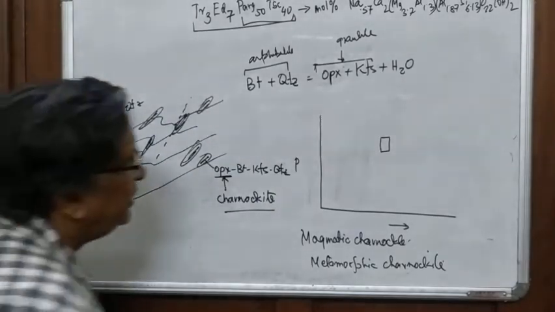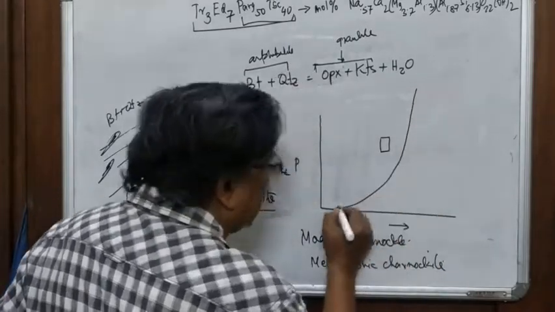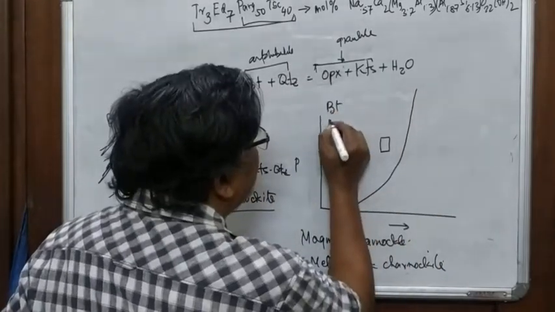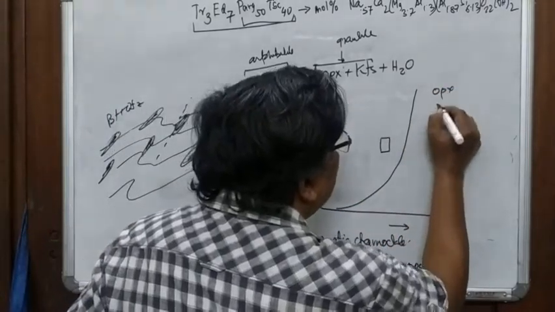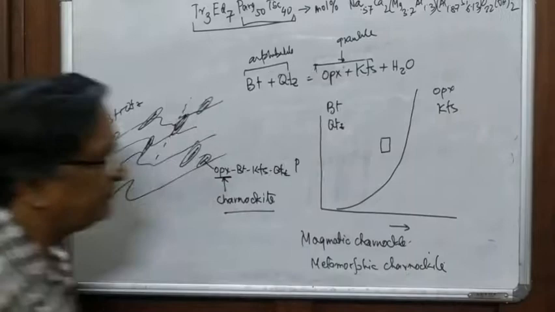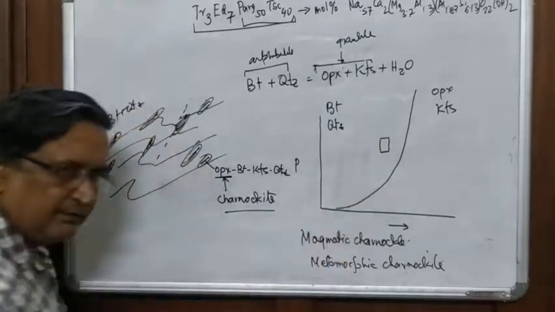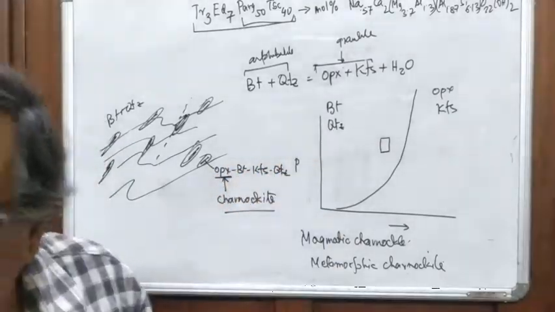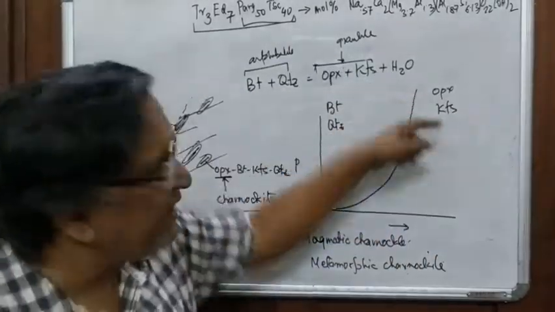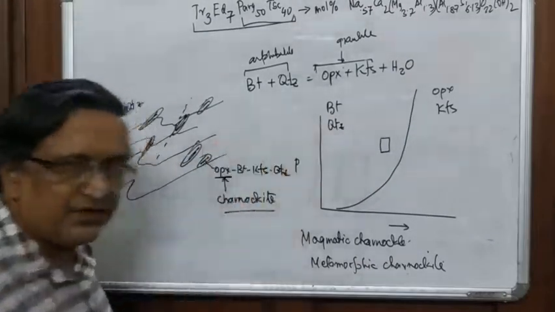Now, say for example, if this is a graph where you have biotite, quartz, orthopyroxene, K-feldspar. Now you see, if this is your pressure temperature condition, then biotite and quartz should be stable. Orthopyroxene, K-feldspar is not supposed to be stable. Biotite plus quartz should be stable.